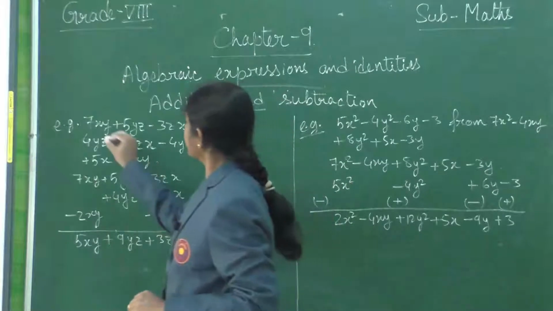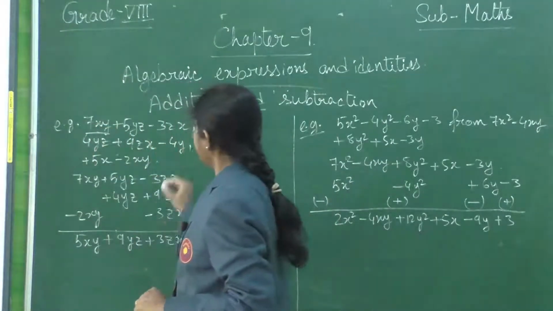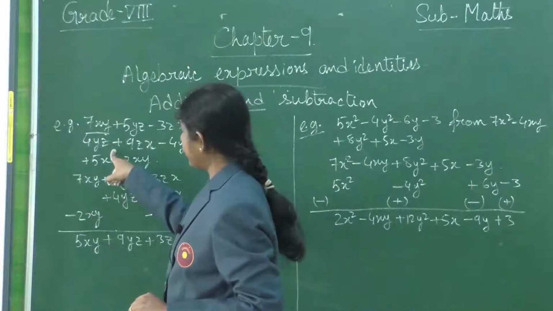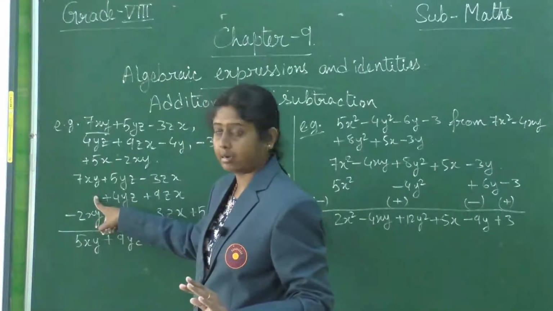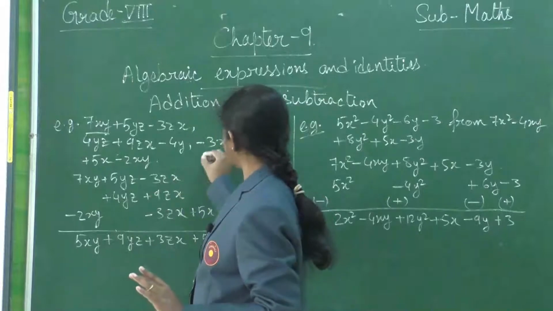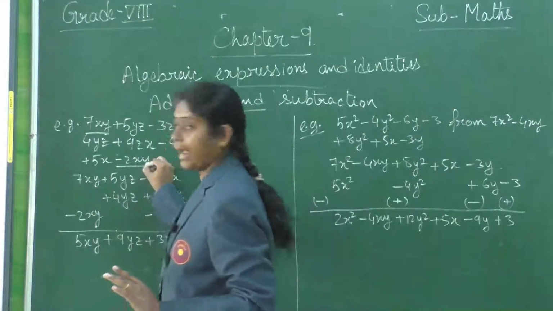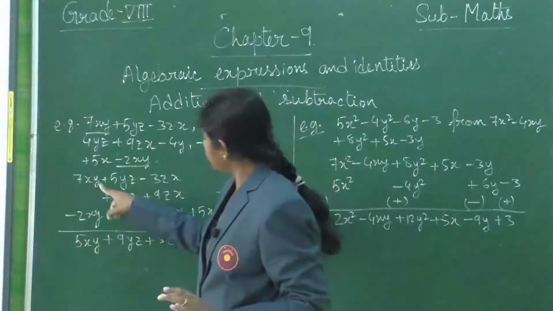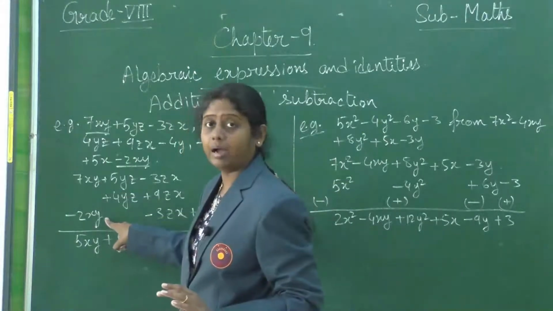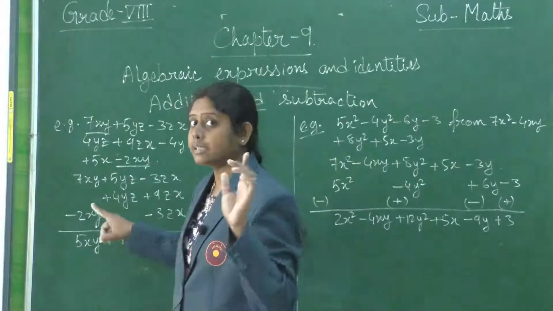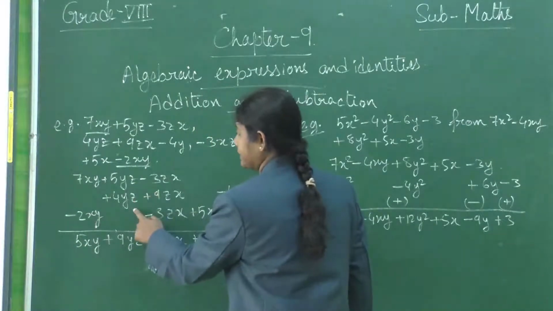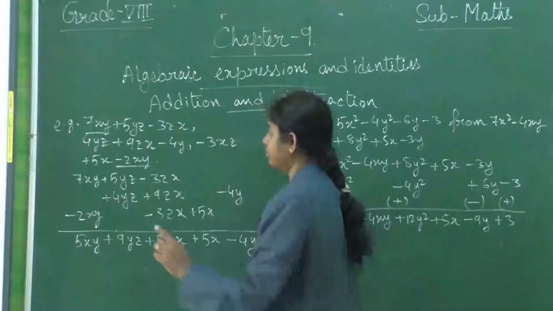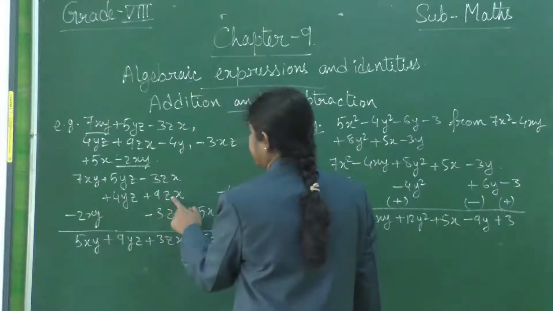So check here, 7xy, and here in the second expression there is no xy term, so I keep it blank here. Again in the third expression, minus 2xy. So these two terms we write in the same column, like that yz in the same column, zx.